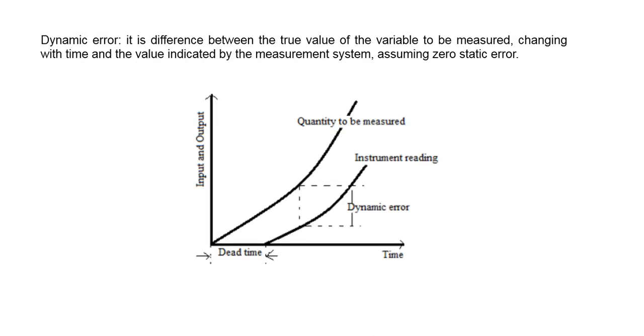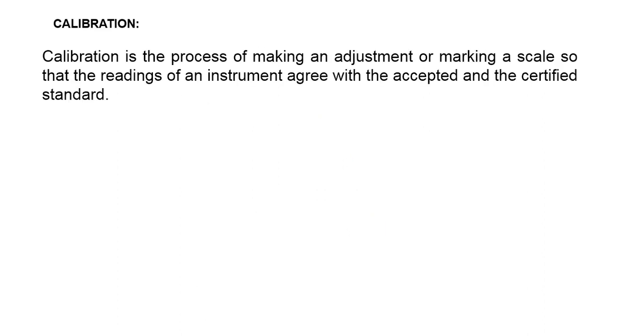Then dynamic error. It's the difference between the true value of the variable to be measured, changing with time, and the value which is indicated by a measuring device. That's the dynamic error. So the quantity which is to be measured and the actual reading of the instrument, that difference is the dynamic error. Now this dynamic error can be eliminated with the help of calibration.